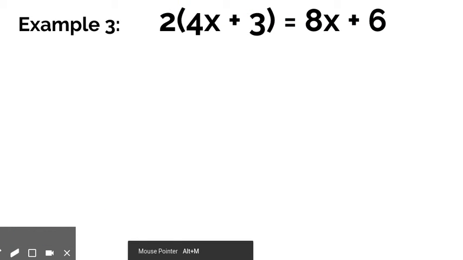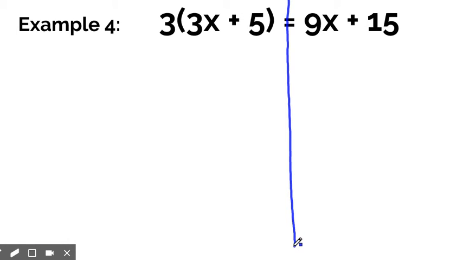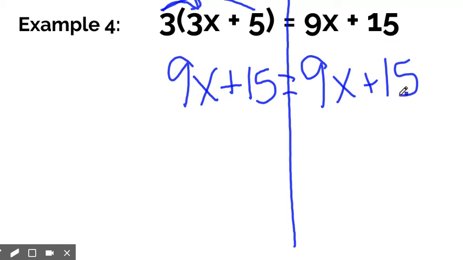Now, moving on to example 4. Again, if you want to pause the video, write down the question, write it out, and then check your answer with us, you're more than welcome to. So we're going to start off by drawing our line down the equal sign. I'm going to go ahead and distribute that 3 on the left side to give us 9x and a positive 15. Remember, when you distribute, that's multiplication. And then on the right side, you have 9x plus 15 as well.